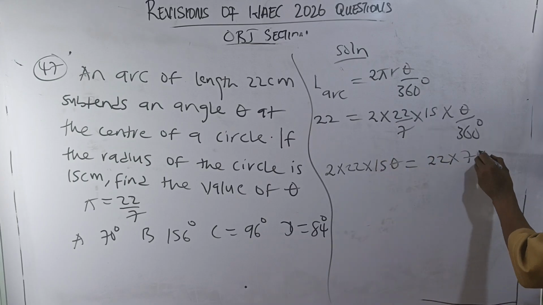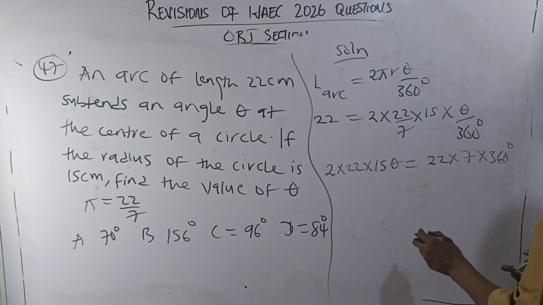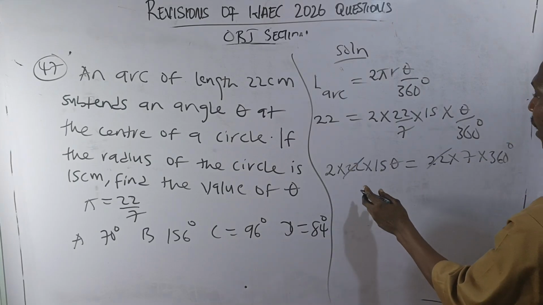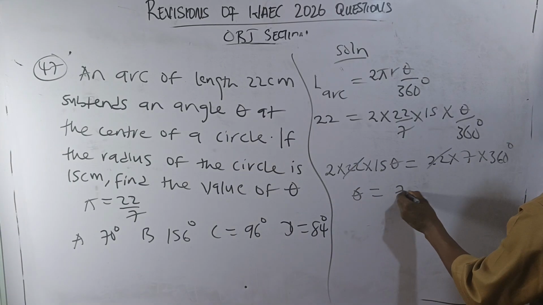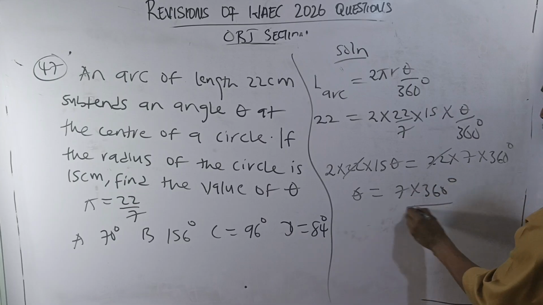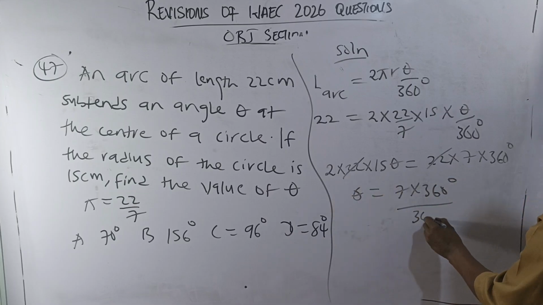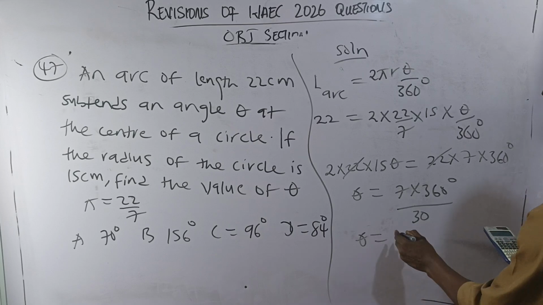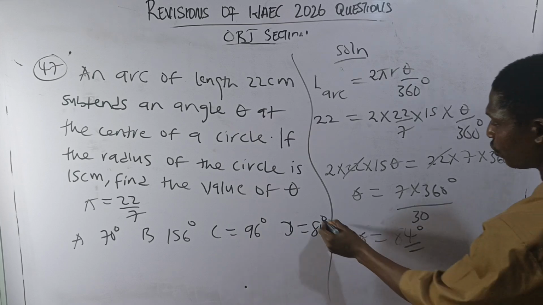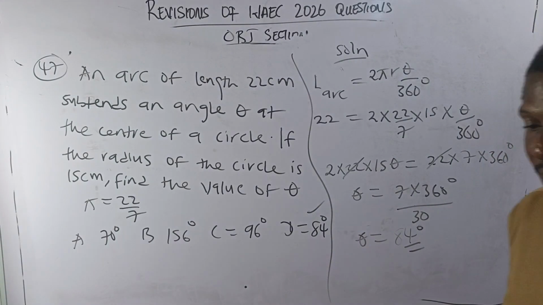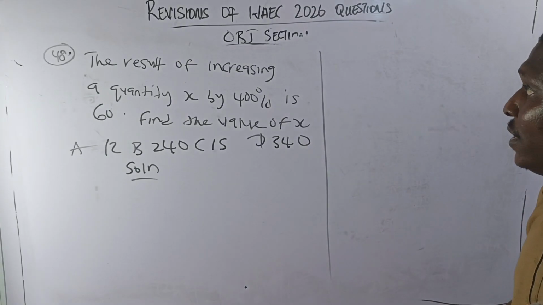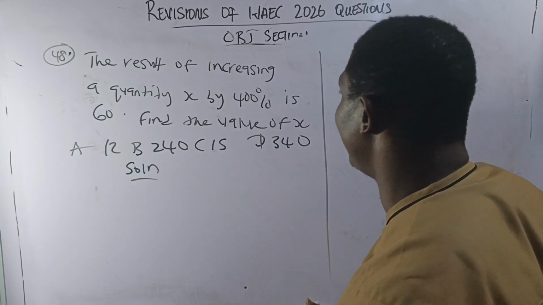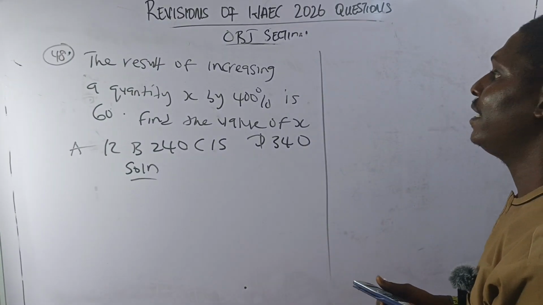22 times 7 times 360 what? Degree. Now 22 can cancel 22. And I have theta equals 7 times 360 degrees all over what? This times this will give me 30. And theta will be equal to 7 times 360 divided by 30. And I'll have 84 degrees. So my answer corresponds to option D. Thank you. Question 48 says, the result of increasing a quantity x by 400% is 60.